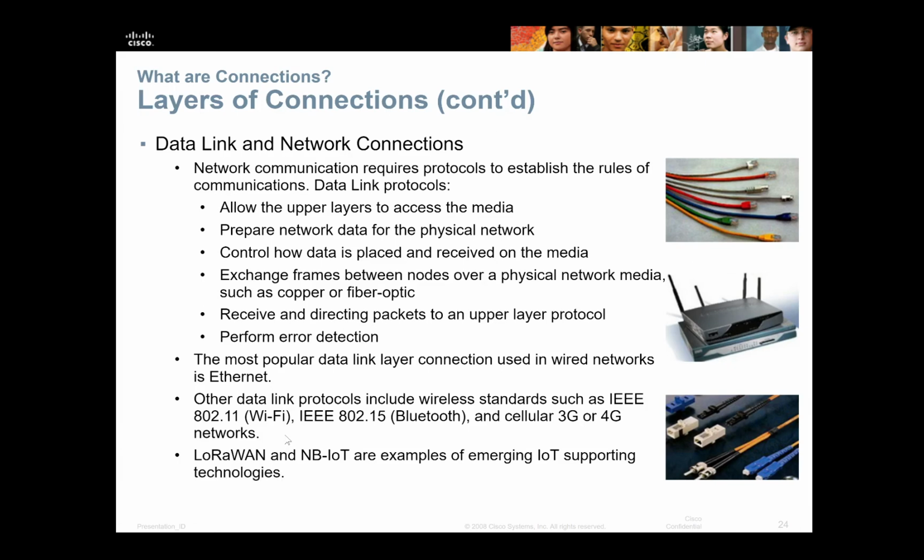Okay, and speaking about wireless, IEEE 802.11 is Wi-Fi, whichever version is going on right now, and then there's IEEE 802.15, which is Bluetooth. Then there are of course cellular 3G, 4G, 5G networks. Then in addition to those, there are some emerging technologies. Let's see what happens to them.